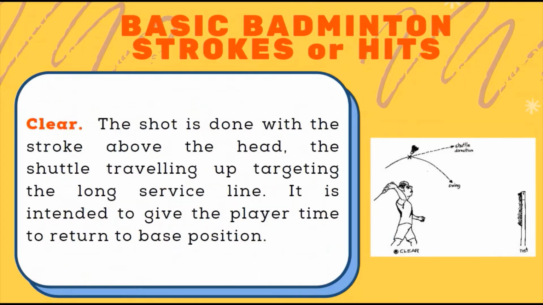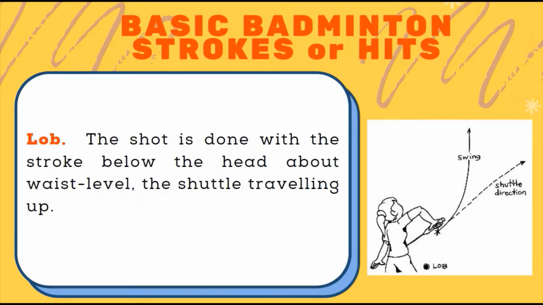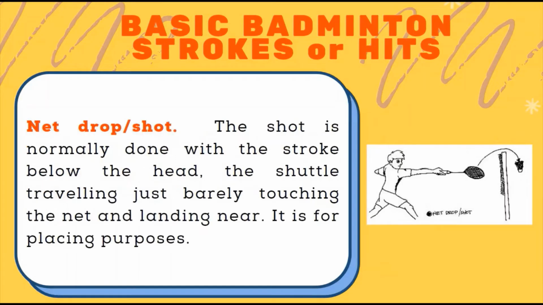The basic badminton strokes or hits. Clear. The shot is done with a stroke above the head, the shuttle traveling out, targeting the long service line. It is intended to give the player time to return to base position. Lob. The shot is done with a stroke below the head, about waist level, the shuttle traveling out. Net drop or shot. The shot is normally done with a stroke below the head, the shuttle traveling just barely touching the net and landing near. It is for placing purposes.